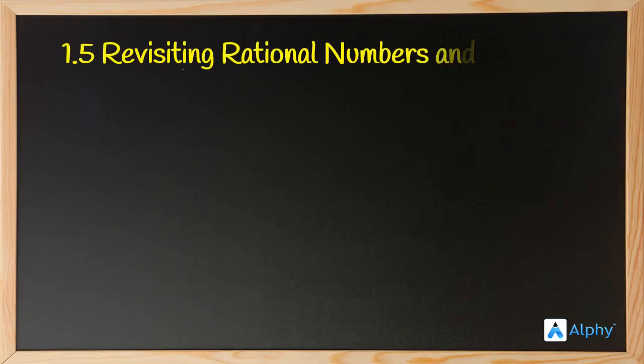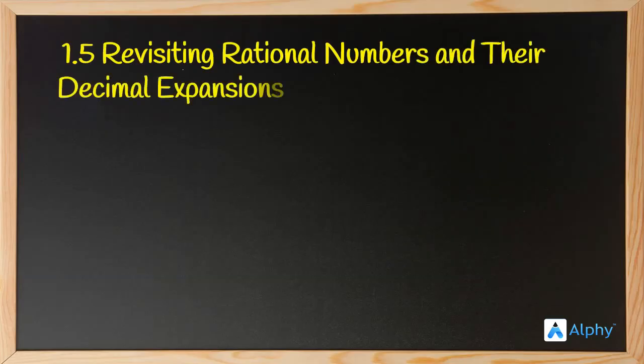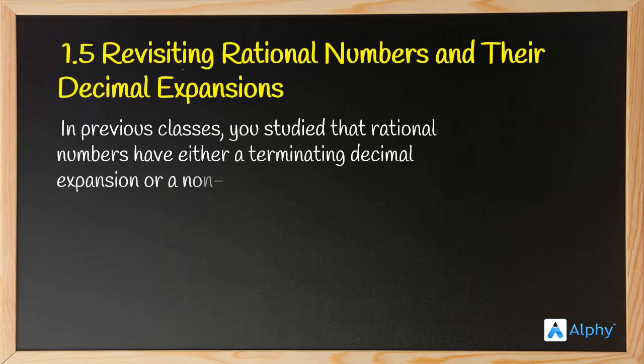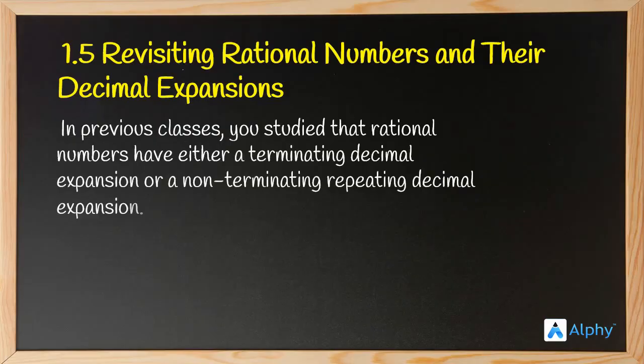Let's discuss section number 1.5, revisiting rational numbers and their decimal expansions. So basically we are going to see what rational numbers mean, and we are going to see the different types of decimal expansions that rational numbers can have. In previous classes, you studied that rational numbers have either a terminating decimal expansion or a non-terminating repeating decimal expansion.